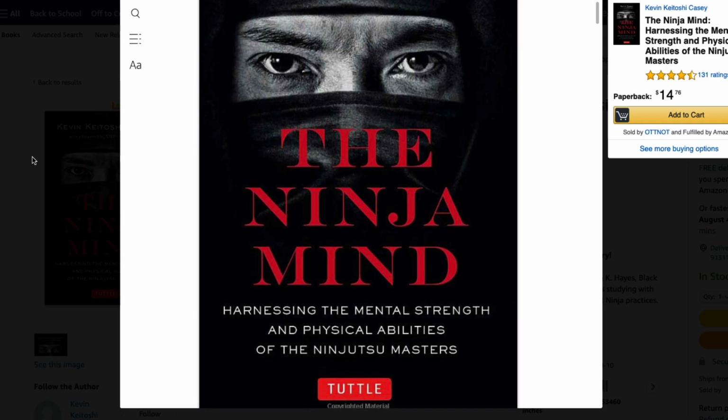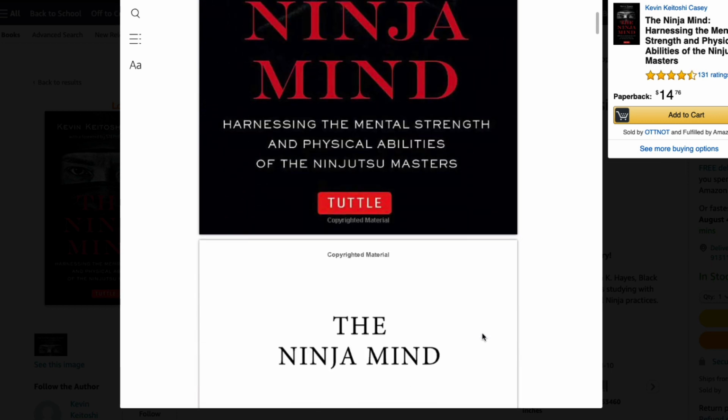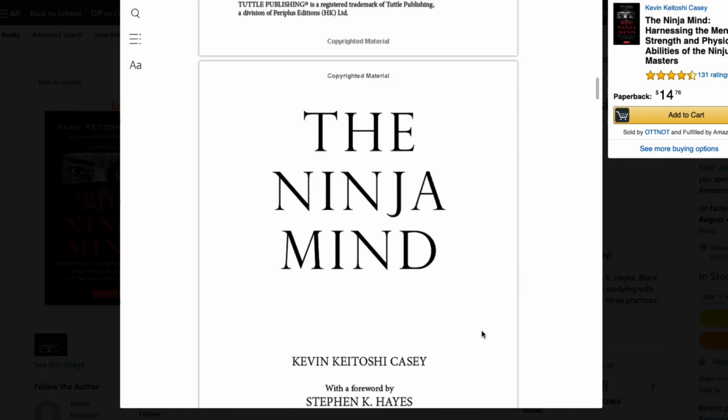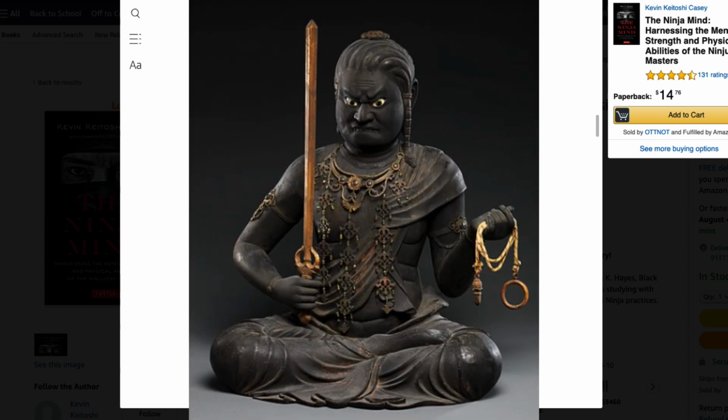In this book called The Ninja Mind, Harnessing the Mental Strength and Physical Abilities of the Ninjutsu Masters, there is a chapter about mental strength. And what this included was a meditation. And this was about identifying a hero and meeting that hero and then walking with that hero. And the one they used is a person I'd never heard of named Fudo Myoo. So I thought what we would do is pick some people that were a little bit more well known than that kind of character.